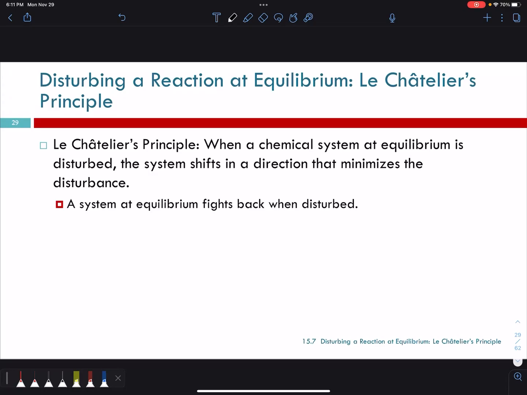All right. So we talked about things at equilibrium. What happens if we disturb that equilibrium? Le Chatelier's principle is a description of that. It's not exactly a law, it's a principle, a little weaker than a law, but when a chemical system at equilibrium is disturbed, so if we change the temperature, if we add something to it, if we take something away, the system shifts in a direction that minimizes the disturbance. So a system at equilibrium fights back when disturbed.